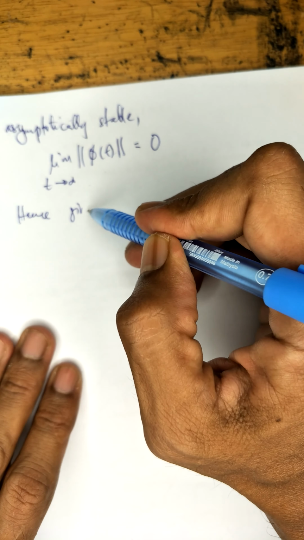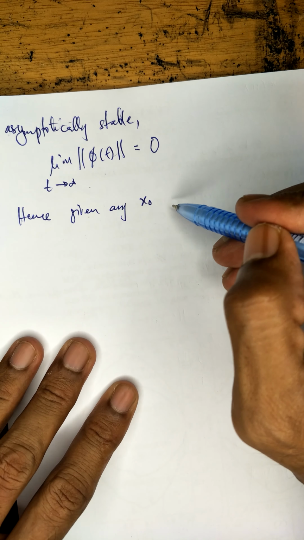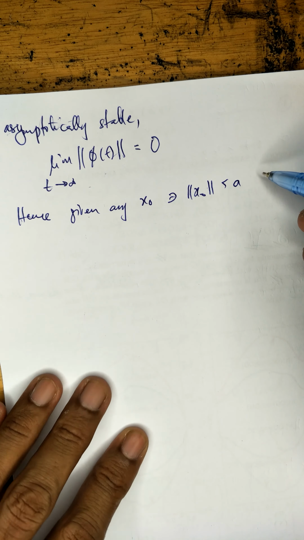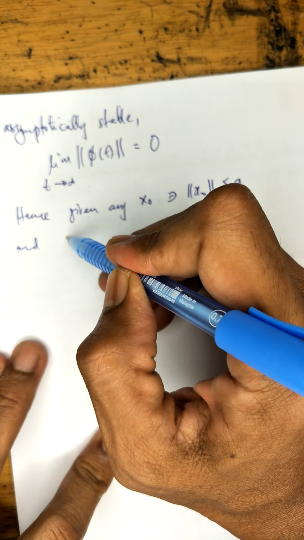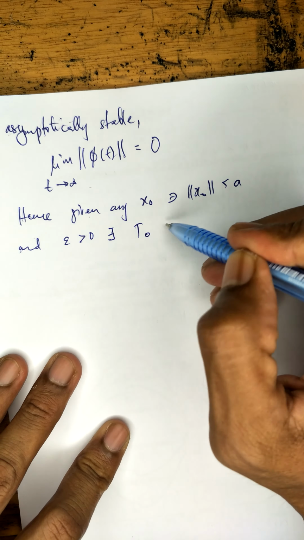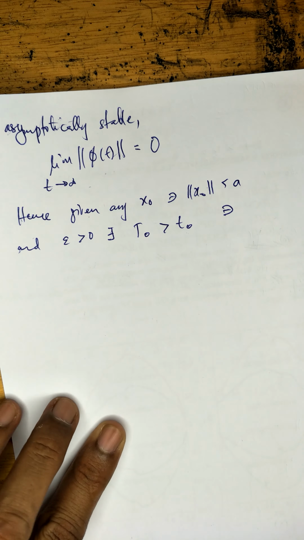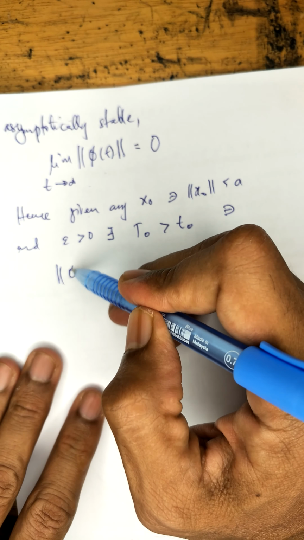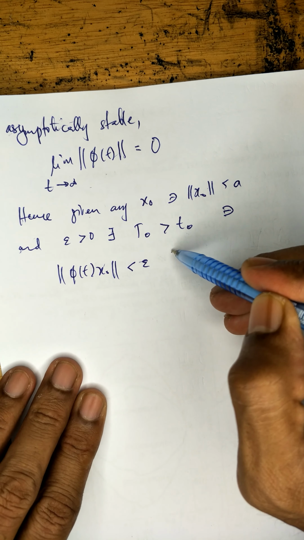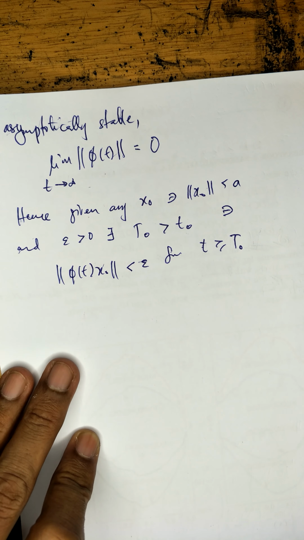given any x naught such that x naught is less than some number a, and also given any epsilon positive, we can find some number T naught greater than small t naught, such that phi(t) x naught is less than epsilon for t greater than T naught. This is the definition of asymptotically stable.